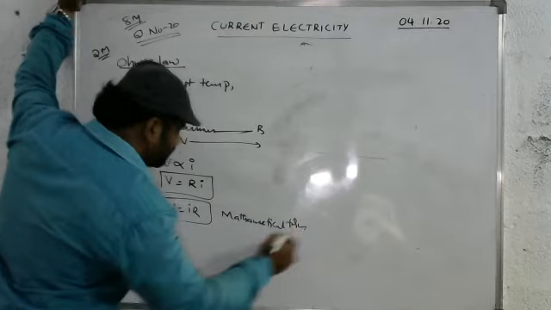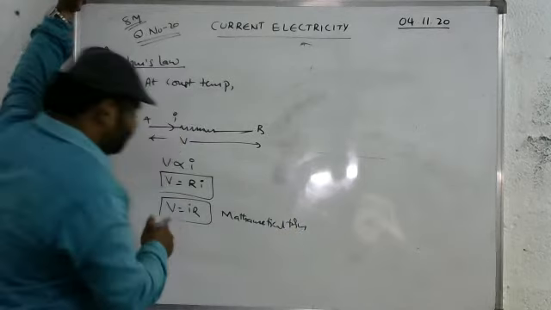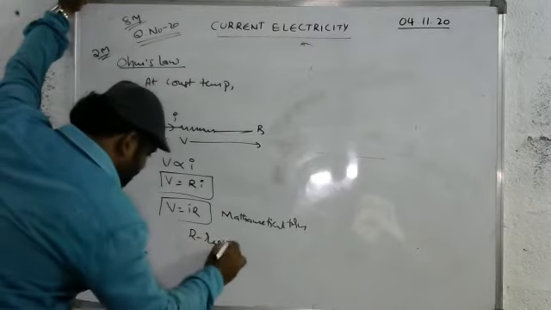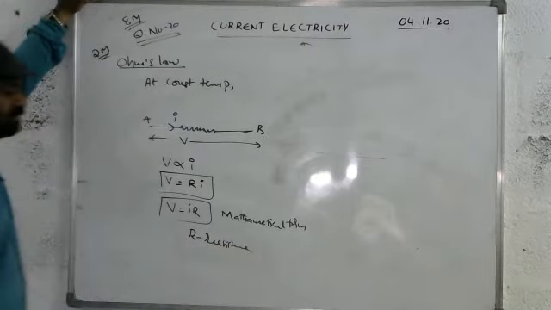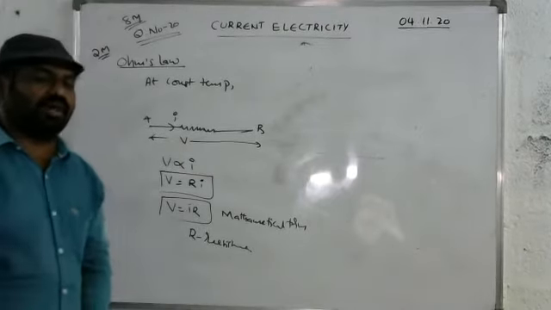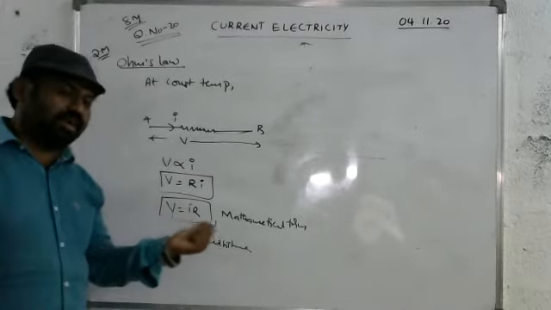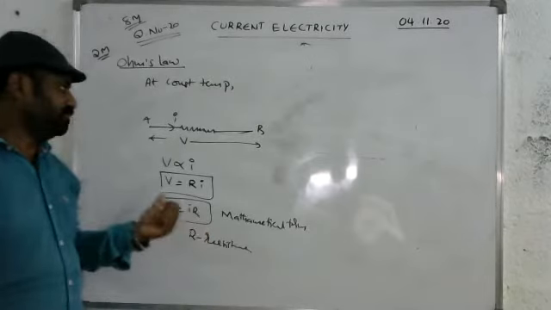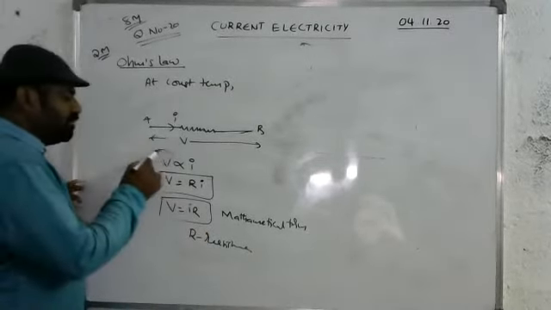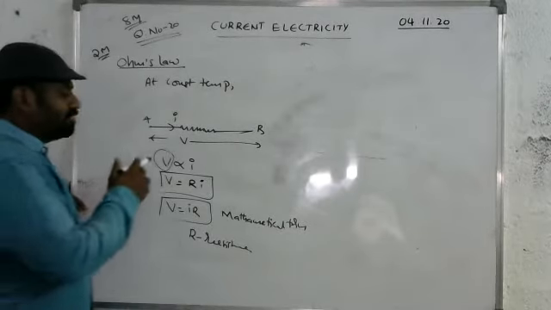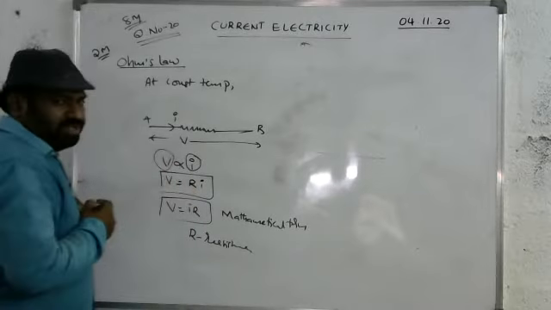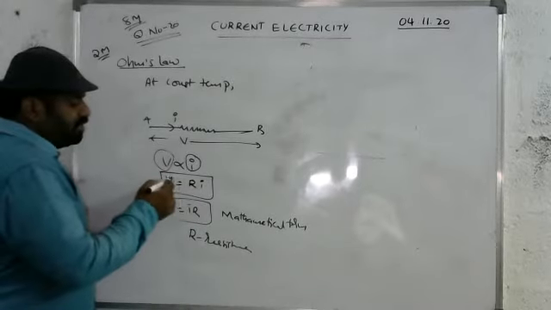Mathematical form of Ohm's law. V is equal to IR, where R is resistance. This is Ohm's law. Once again, the potential difference across the ends of the conductor is directly proportional to the current passing through it.